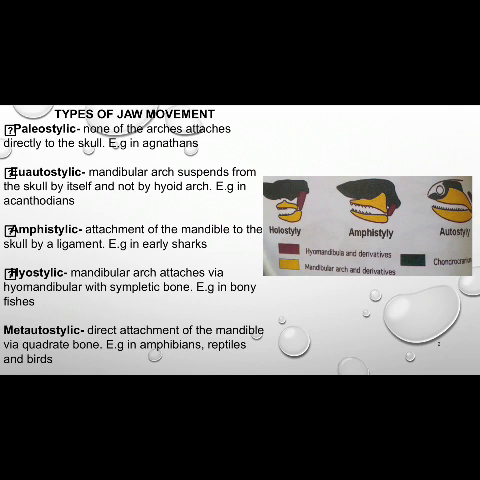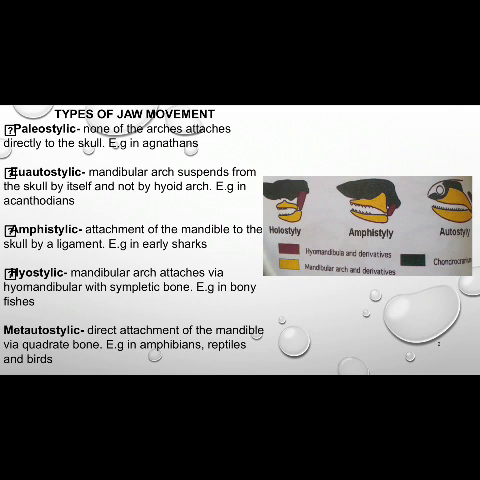Then, what do we mean when we say a certain vertebrate is amphistylic? Amphistylic means that such a vertebrate has an upper jaw partly free from the braincase and braced by the hyomandibular cartilage. There is attachment of the mandible to the skull by a ligament. Examples include the sharks.